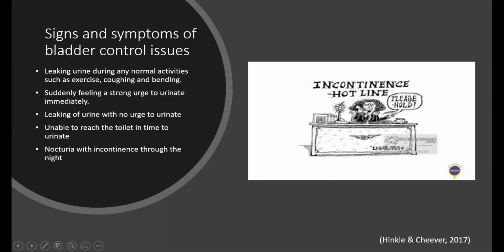Signs and symptoms of bladder control issues would include leaking urine during any normal activity such as exercise, coughing, or bending, suddenly feeling a strong urge to urinate immediately, leaking of urine with no urge to urinate, so they just don't even feel it, they're just leaking and they don't even know they have to go. Unable to reach the toilet in time to urinate, so it's just like with that urge incontinence, you just have to go right now and then you end up being incontinent because you haven't made it in time. Nocturia with incontinence through the night.